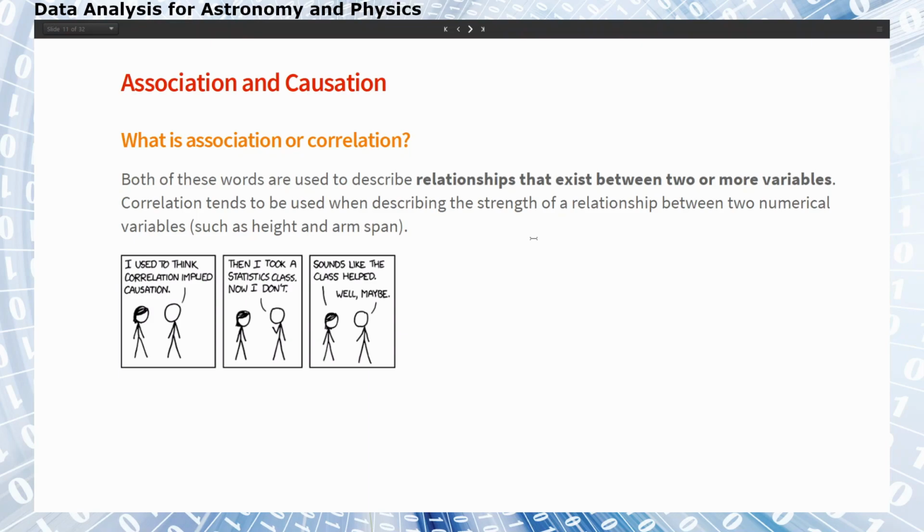The difference between the two shows that between association and correlation, both describe a relationship that exists between two or more variables, and if we are describing the quantitative strength of a relationship, then we usually use the word correlation. So when we are talking about numerical variables, for example.